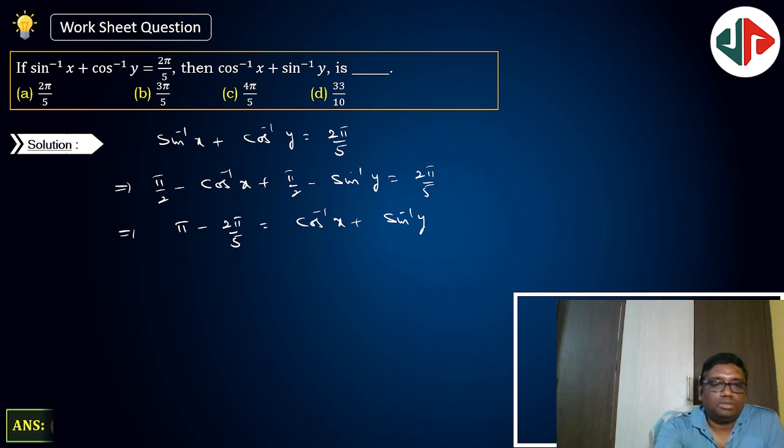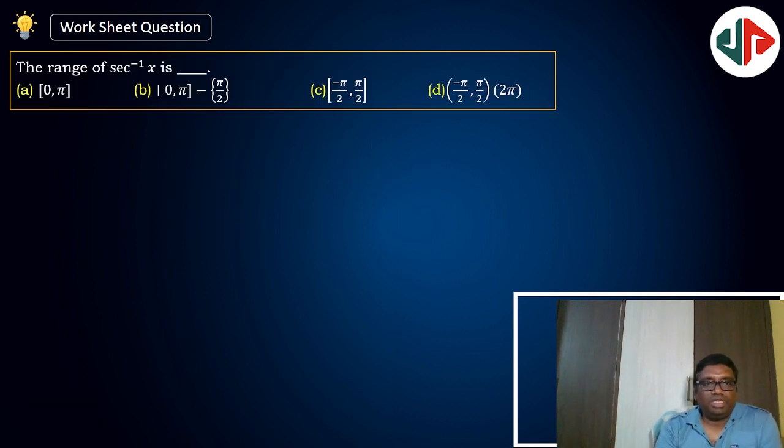What is the range of secant inverse of x? The range of secant inverse of x is the closed interval 0 to pi, but not equal to pi by 2.